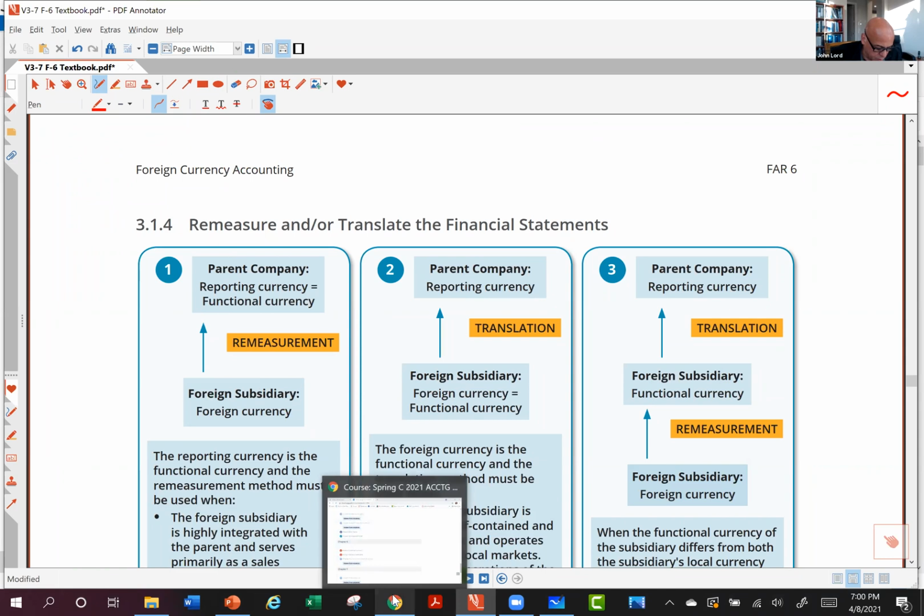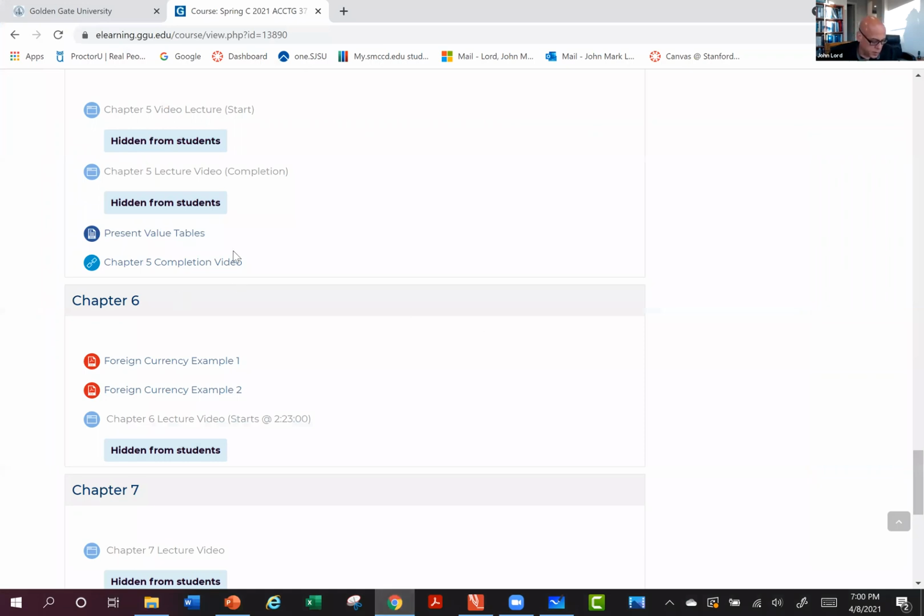So what I have here, where'd it go? I guess I didn't open those in yet, so I'm just going to open them here under Chapter 6. I have two foreign currency examples, and we're going to look at example 2 first.